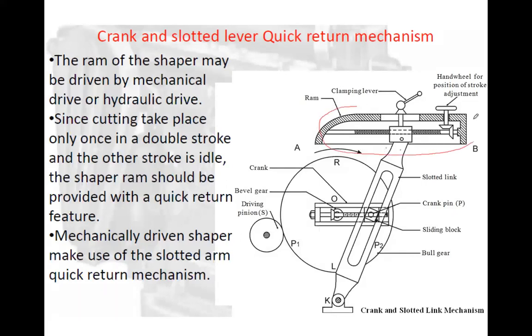The shaper ram is mounted on the top of the column, and inside the column this mechanism is housed. I told you when we were discussing the different parts of the shaper, the vertical column is not only supporting the ram, it is also housing the mechanism. This is a typical crank and slotted lever mechanism, which is one of the inversions of the 4-bar mechanism.